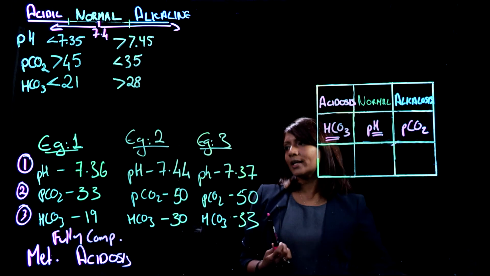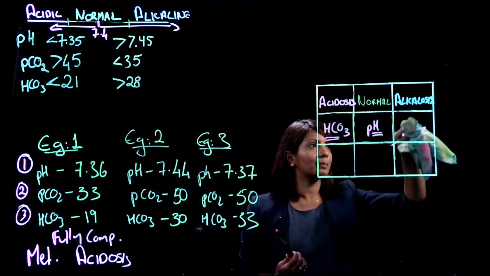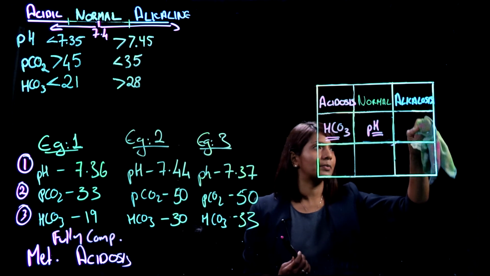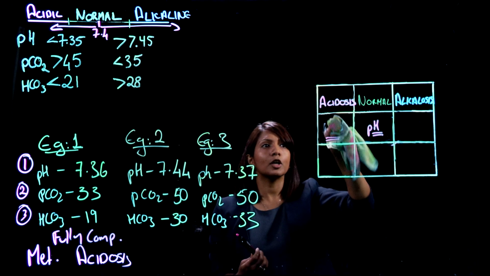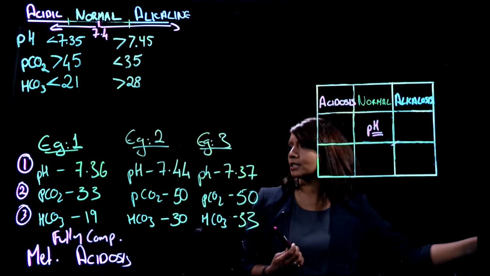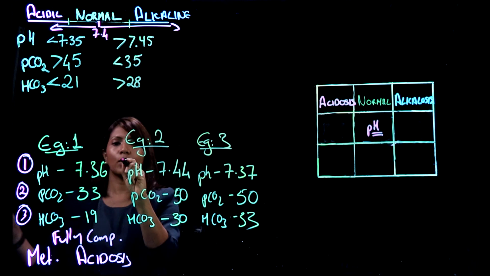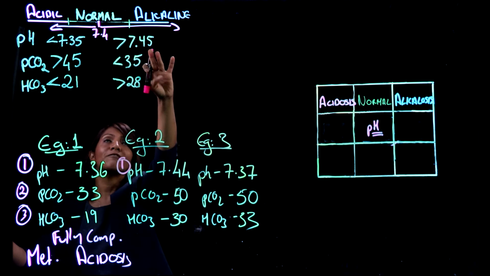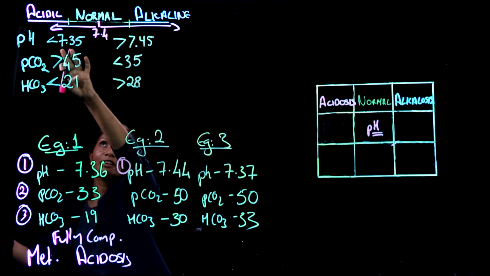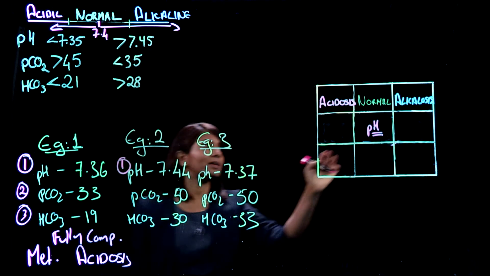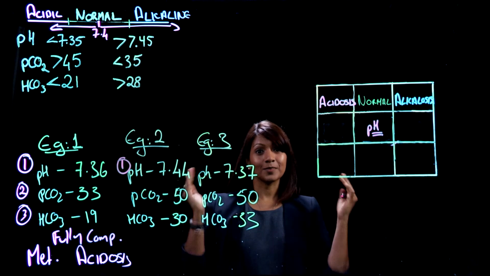So example 2, again, we're going to start with the pH, always the same steps. So 1, 2, 3. We're going to look at the pH. pH is 7.44. 7.44 is between 7.35 and 7.45. So pH is normal. Okay?